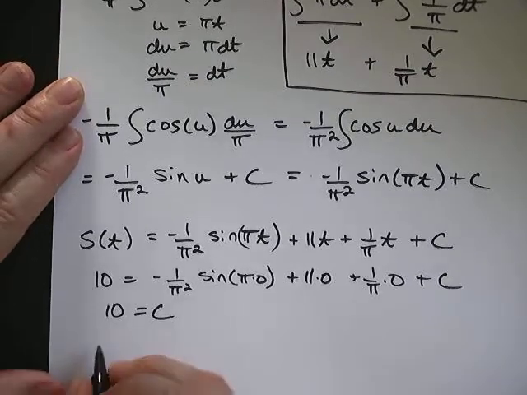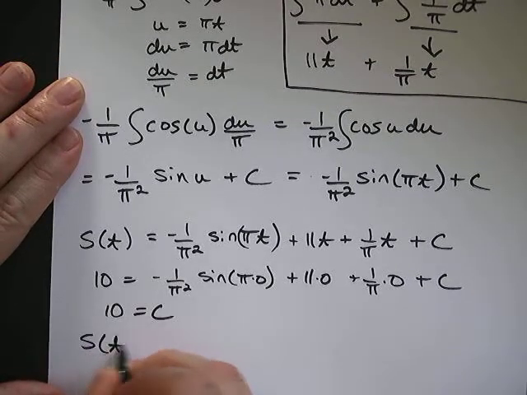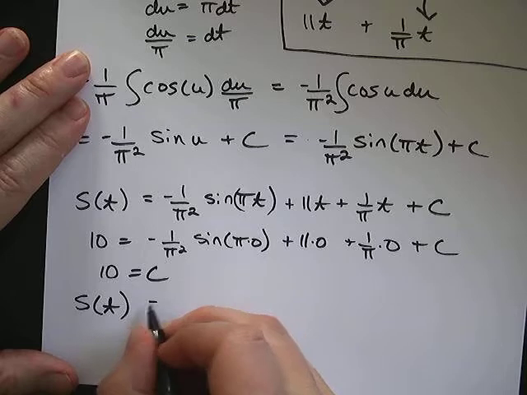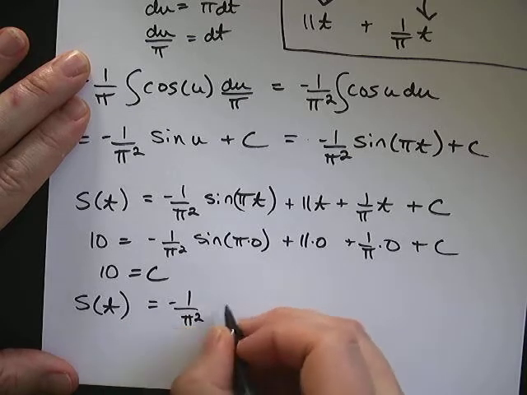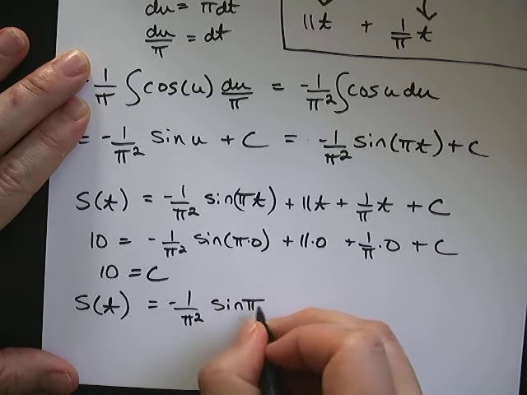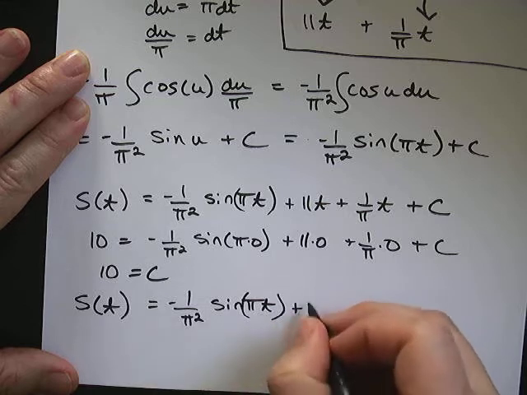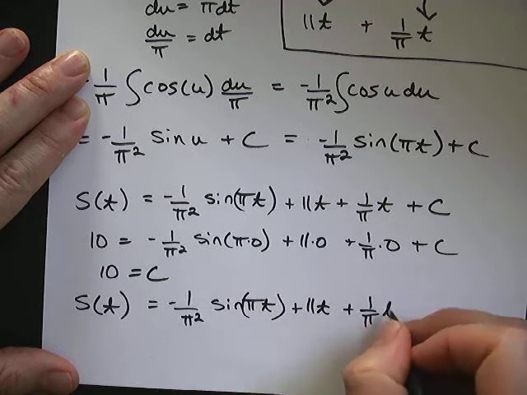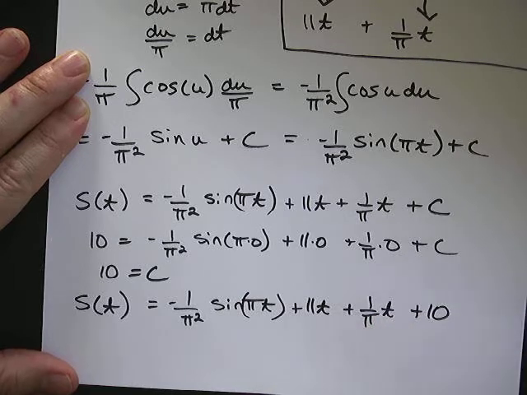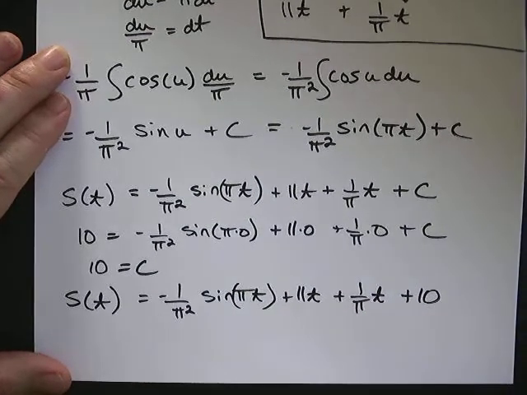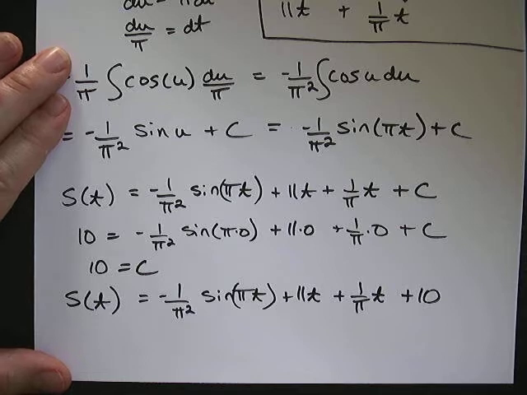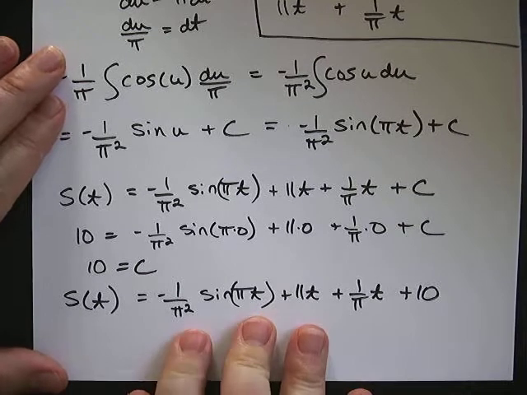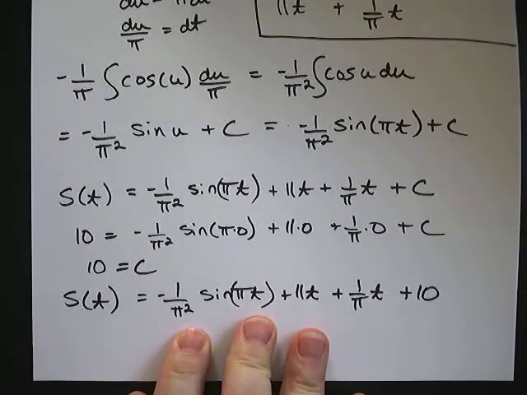So my answer is s of t is equal to negative 1 over pi squared sine pi t plus 11t plus 1 over pi times t plus 10. And that's our position function that we found starting with the acceleration and using the initial conditions of v of 0 is equal to 11 and s of 0 is equal to 10.